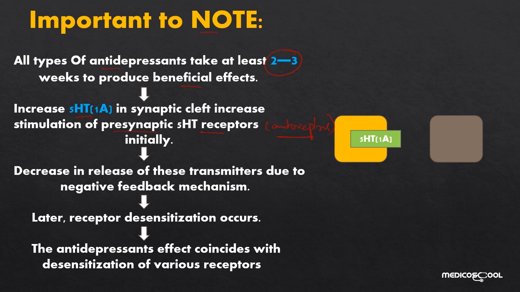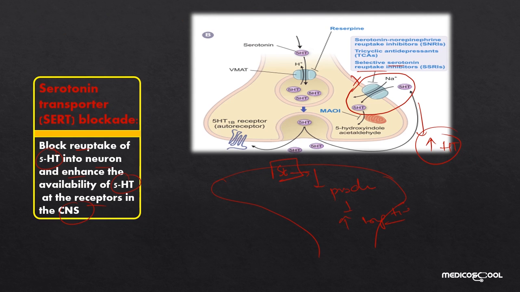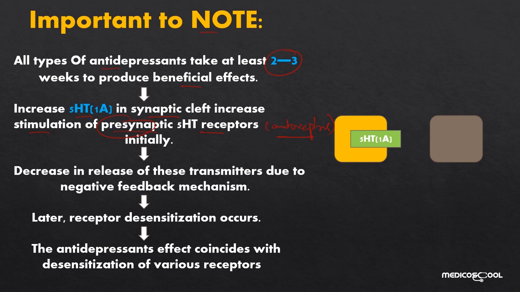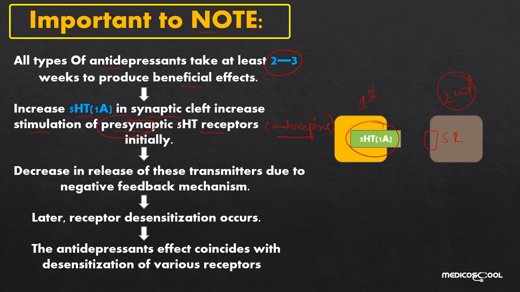So an increase in the serotonin in the synaptic cleft will increase the stimulation of presynaptic serotonin receptors initially. As we have already discussed, these are the autoreceptors, and this is the first nerve ending consisting of the autoreceptors, and this is the second nerve ending consisting of the serotonin receptors. Now, what does this serotonin do in the synaptic cleft? It increases the stimulation of these autoreceptors, which in turn give the signal to the nerve endings that much more serotonin is present in the synaptic cleft, and thus decrease the secretion of serotonin into the synaptic cleft. So there will be a decrease in the release of these transmitters due to a negative feedback mechanism.